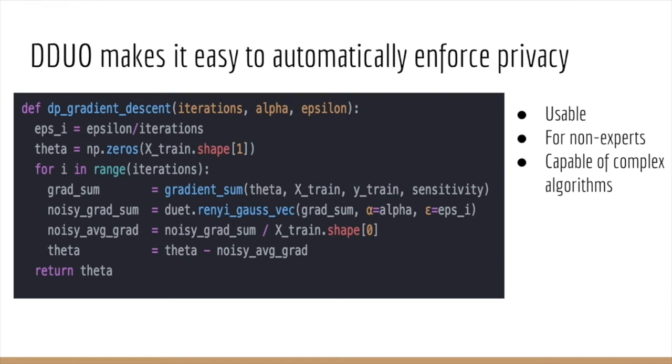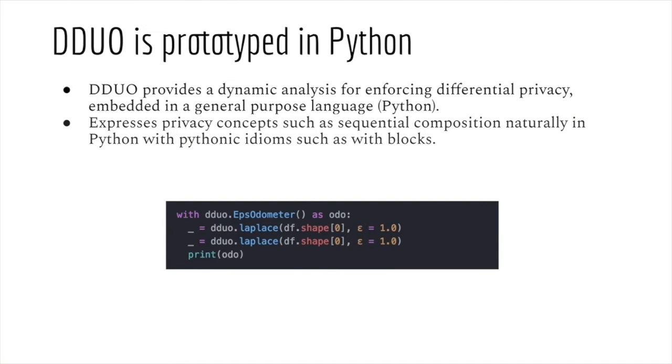One of the major design goals of DDUO is usability. We would like to enable programmers who are non-experts in differential privacy to write complex algorithms such as gradient descent in their favorite programming language and have the DDUO system automatically perform privacy analysis for such algorithms. As a proof of concept, we've prototyped DDUO in Python and we've done our best to express privacy concepts such as sequential composition naturally in Python with Pythonic idioms, such as with blocks.